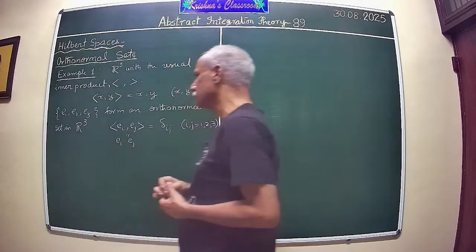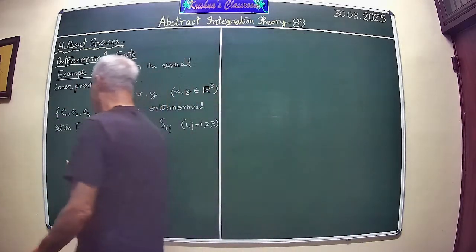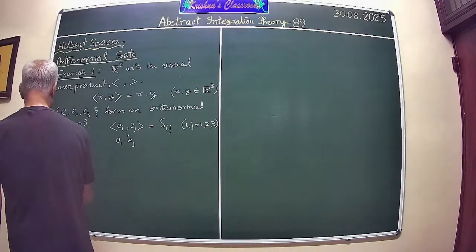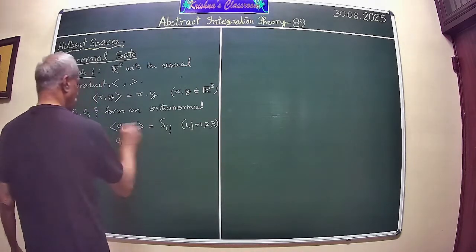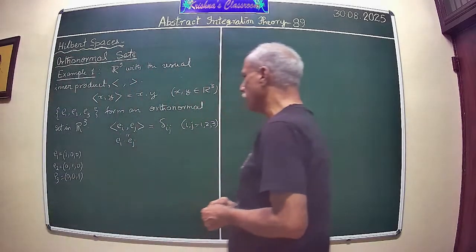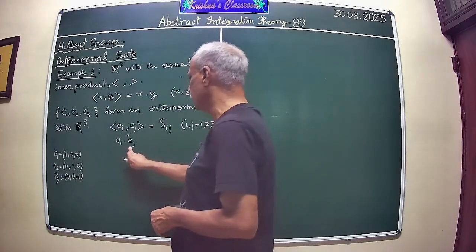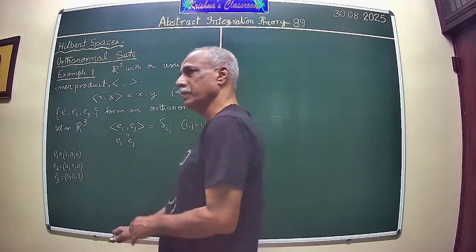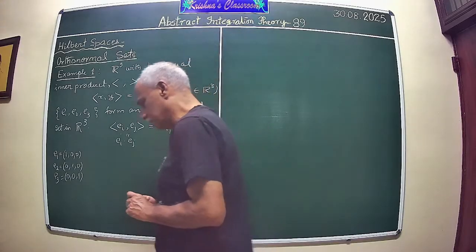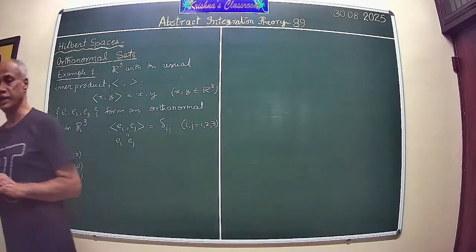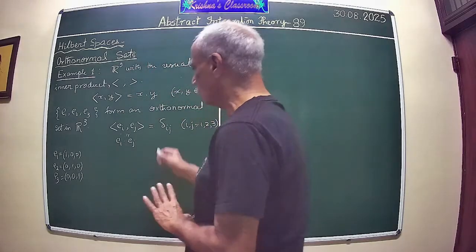The vectors, you recall, are E1 equal to (1, 0, 0), E2 equal to (0, 1, 0), E3 equal to (0, 0, 1), and then you have the property that the inner product of EI and EJ, which is nothing but the dot product of EI with EJ, is equal to delta ij. That is, it is 1 when i equals j and 0 when i is different from j. This is what we have.